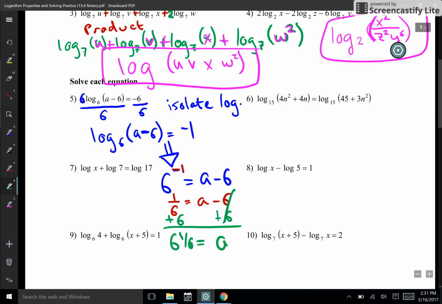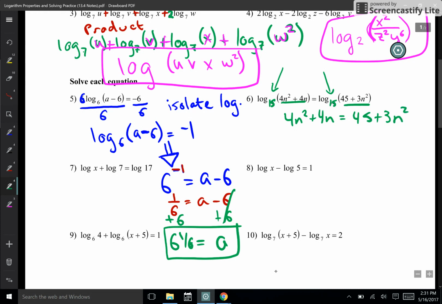All right, next one we're going to do is a little bit different. If you notice, number 6 has a logarithm on both sides of the equation. The one thing that is nice about the logarithm on both sides of the equation is if they have the same base, then you can simply set the arguments equal to each other. So 4n squared plus 4n is equal to 45 plus 3n squared. And now I just need to solve for n.